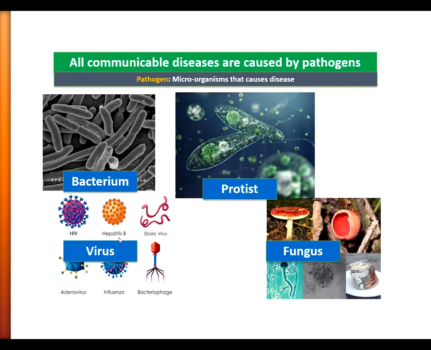Bacteria come in lots of different shapes. Those ones there are rod shaped, but they also come in little spheres, slightly bigger. Protists are single-celled organisms that have a nucleus but like to live on their own. And fungi come from something as small as yeast right up to something as large as a mushroom. So these are our pathogens, and they cause all communicable diseases. And a communicable disease is one that can be passed on from person to person.